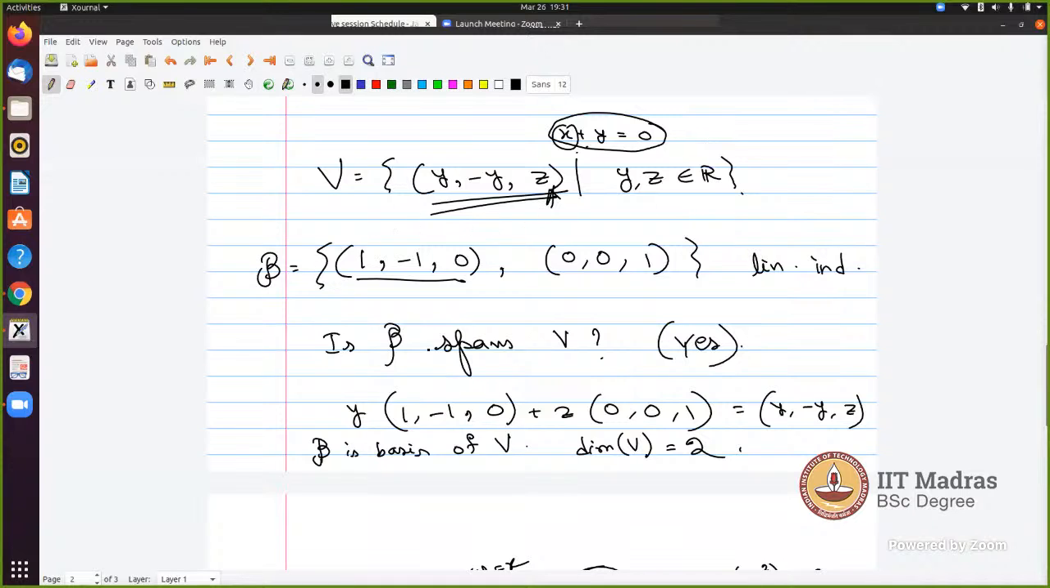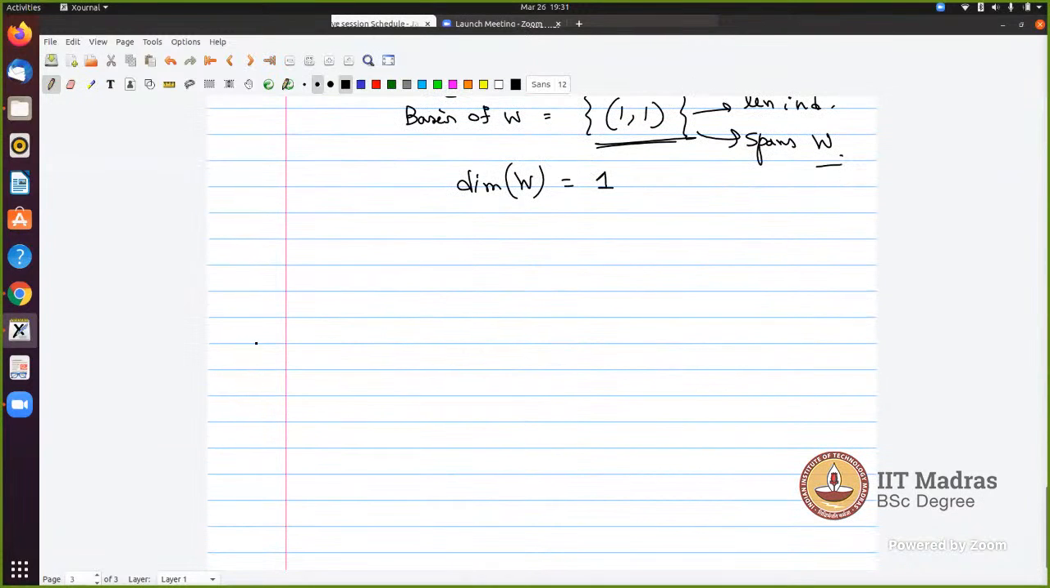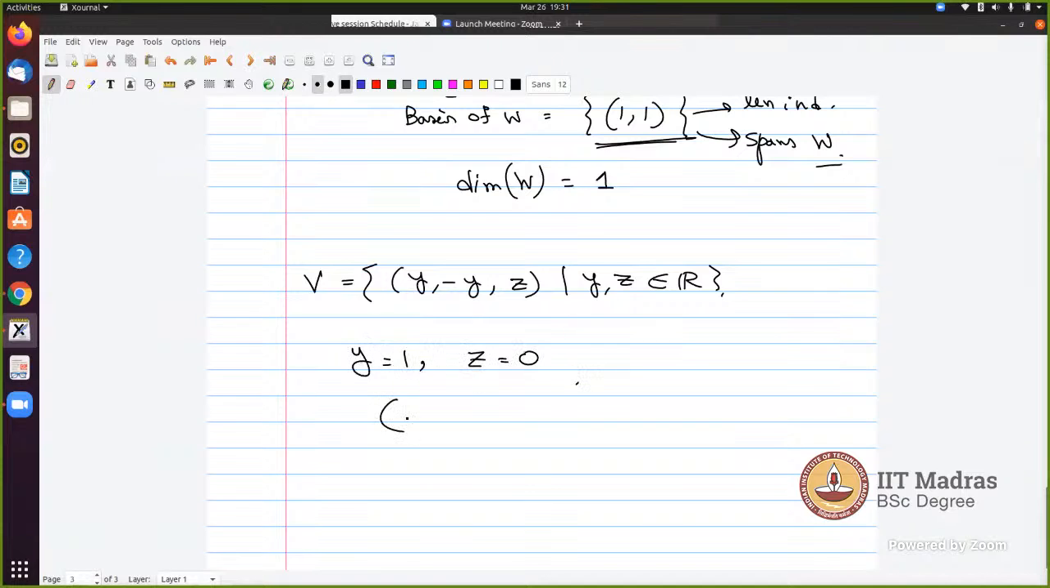Okay, so again, let me start. Suppose I am taking (y, y, z), where y, z belong to R. Which variables can take values freely? Both y and z, right? When I take y equal to 1, z equal to 0, I will get one element of my basis. And when I take y equal to 0 and z equal to 1, I will get another element of my basis, right? So how many elements are there in the basis?